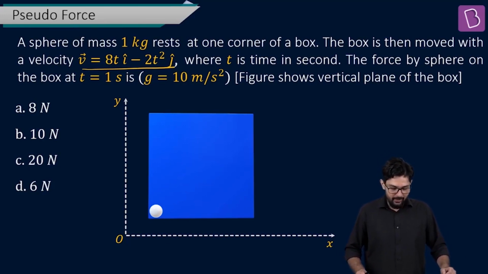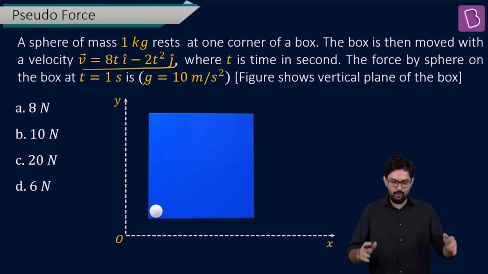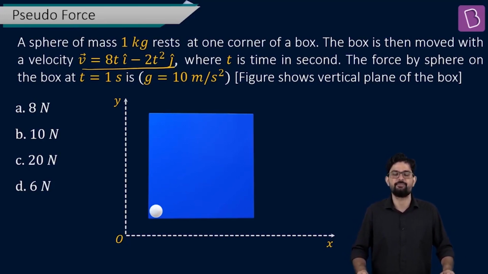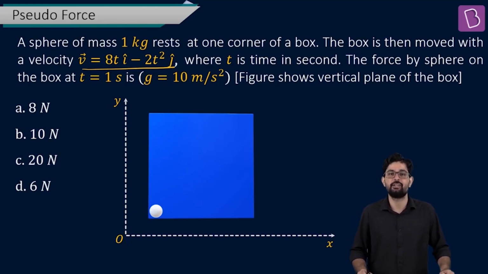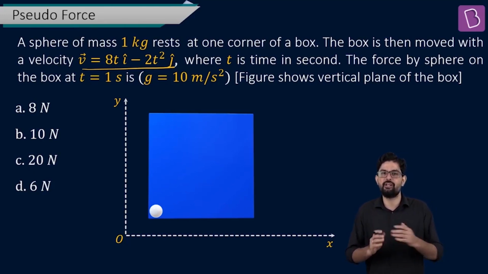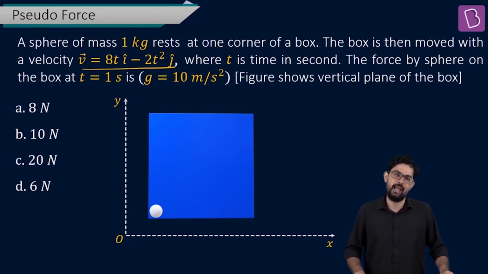The force by sphere on the box at t equal to 1 second is... Now, don't you think that the force applied by the sphere on the box will be the same as the force applied by the box on the sphere? Yes, by Newton's third law. And if we can find out the normal reaction applied by the box on the sphere, then we can find the magnitude of it, and that will be our answer.